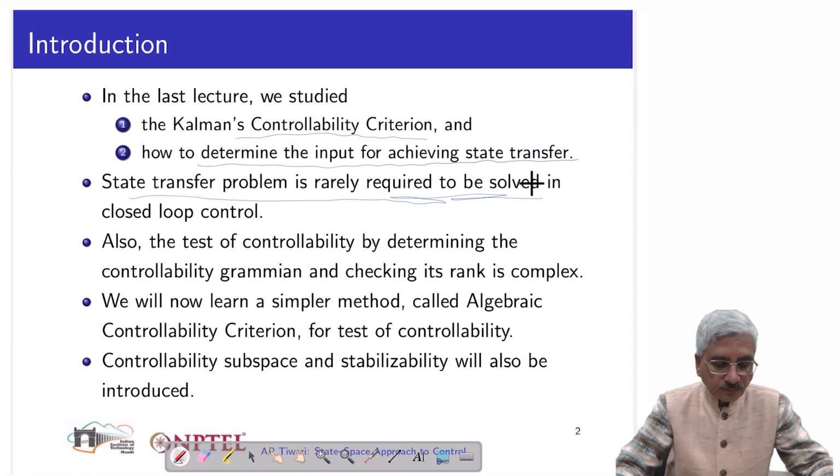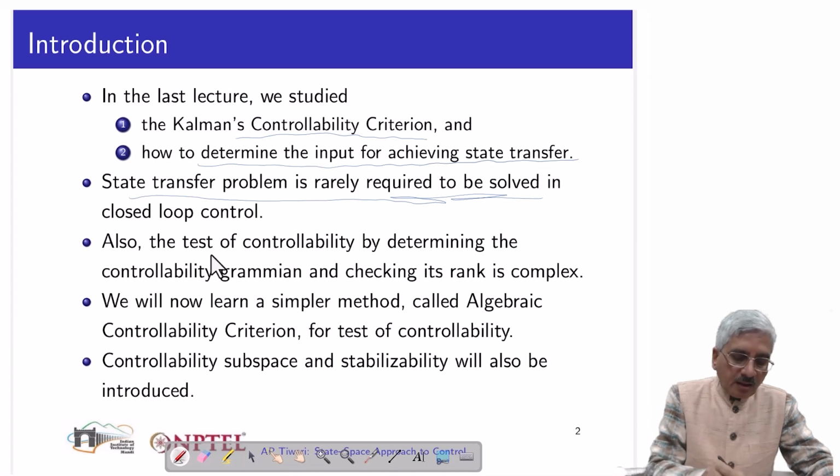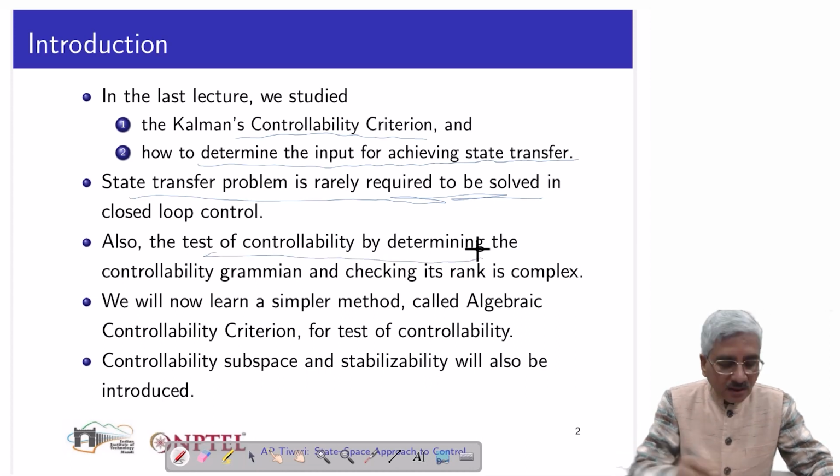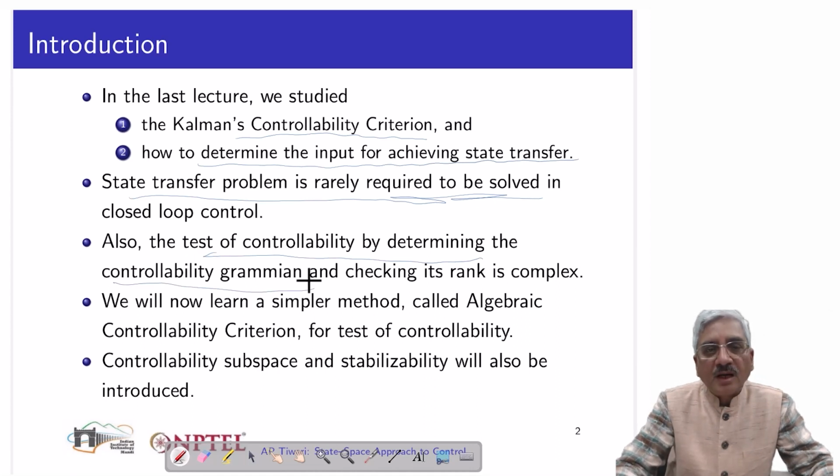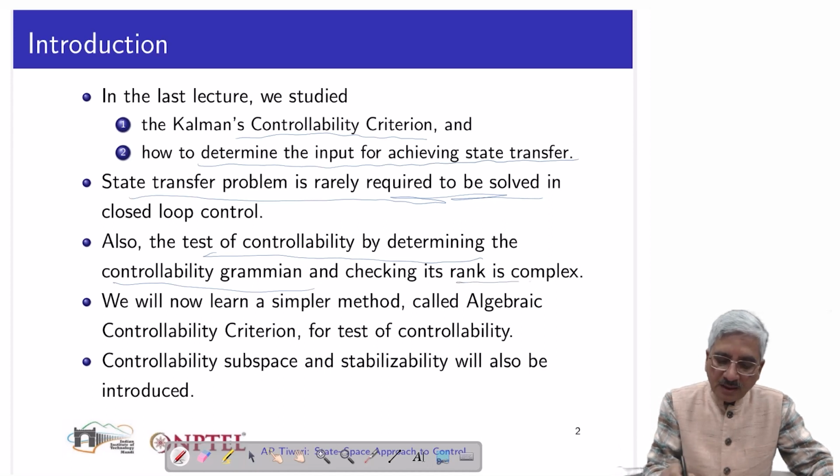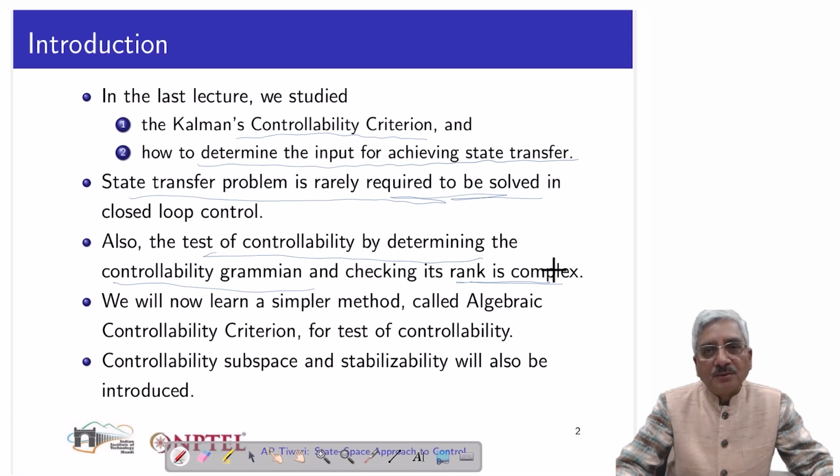The other thing is that the controllability test using the controllability Gramian and checking its rank is quite complicated. A number of matrix multiplications, then evaluation of a complex integral, and then again multiplication, etc. So it's quite a complex process by which we could assess the controllability of a system.